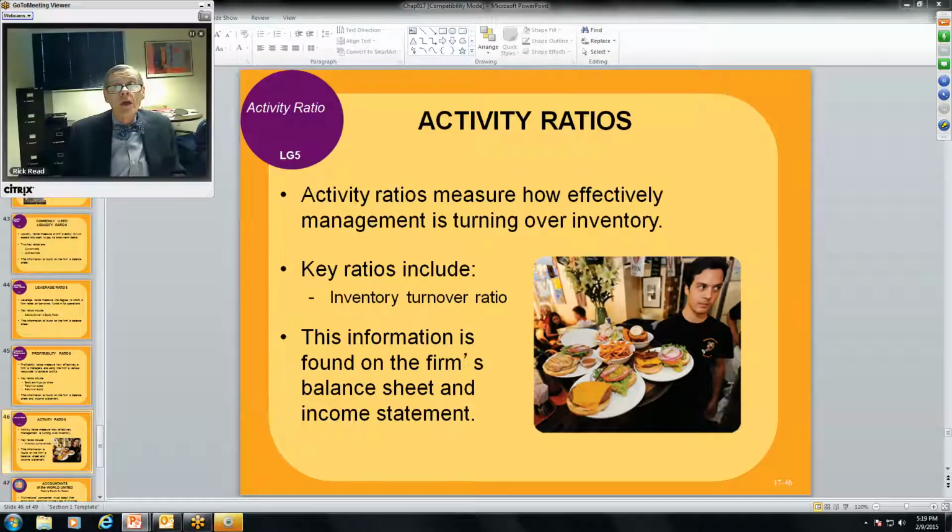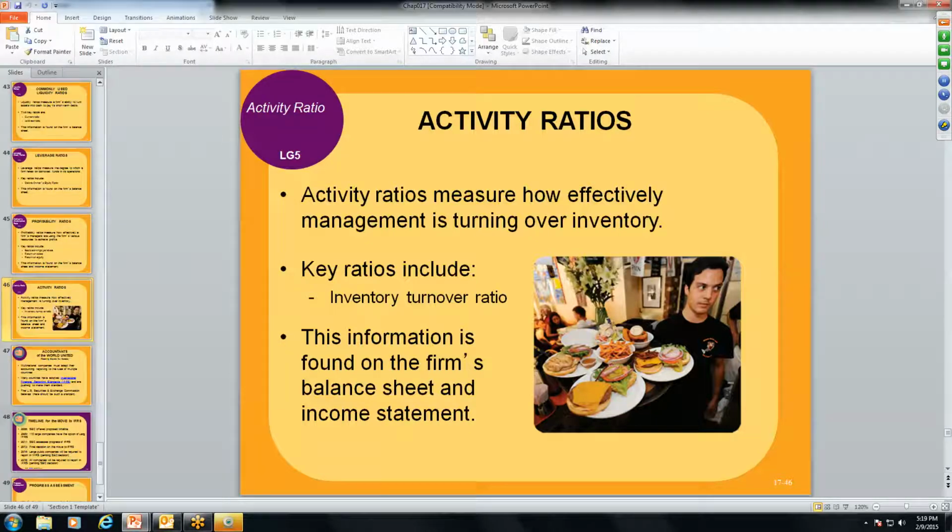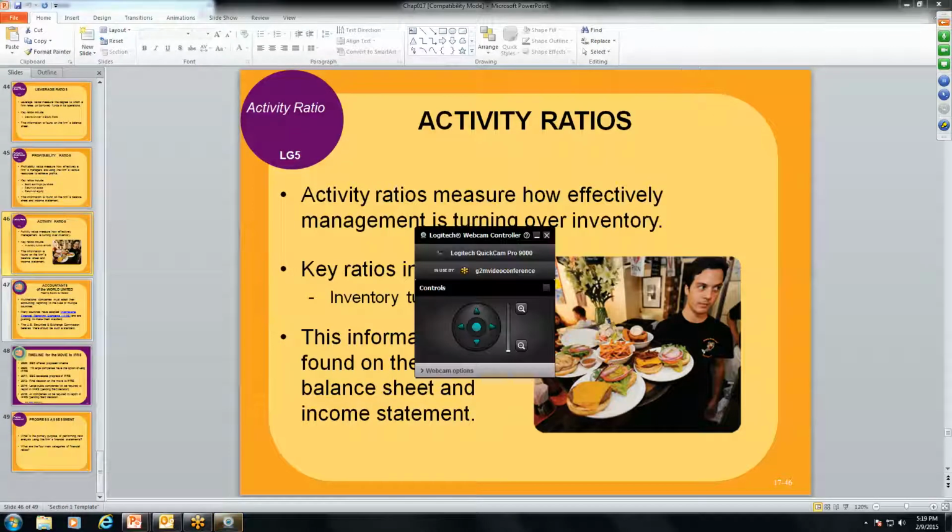Activity ratio, again, something that we ought to be able to figure out from what it says to us. How effectively we're turning over inventory. Very important. And then the inventory turnover ratio is what we would use. Again, found on the balance sheet, but also on the income statement. That's one of the things we'll look at when we look at Hard Rock Cafe. In that, not a video, but it's a case study that we use.